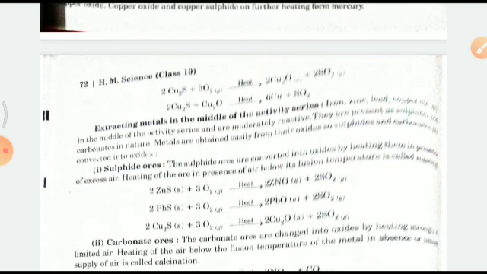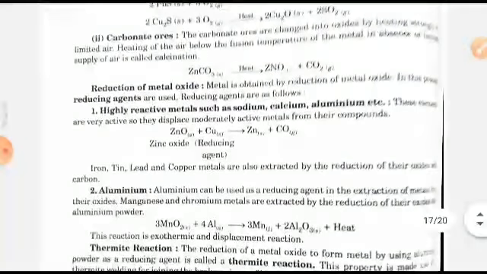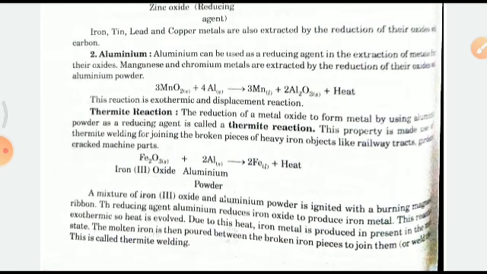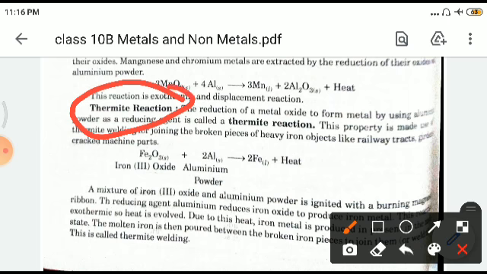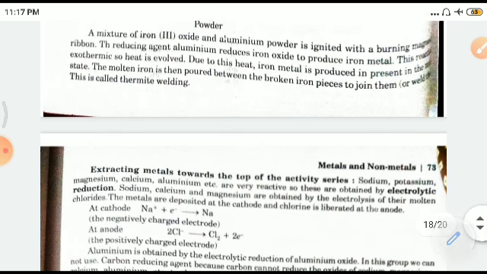Now, the middle activity series: zinc sulfide with oxygen gives an oxide ore, and carbonates when heated give oxide ores. The reduction of metallic ore is done by reducing agents. The oxide mixes with the reducing agent and the metal is left alone. Now this is very important: the thermite reaction. In the thermite reaction, the reduction of a metal oxide to form metal by using aluminium powder is called the thermite reaction. This is used in thermite welding for joining broken pieces of heavy iron objects like railway tracks and cracked machine parts. So basically this is used in welding also.